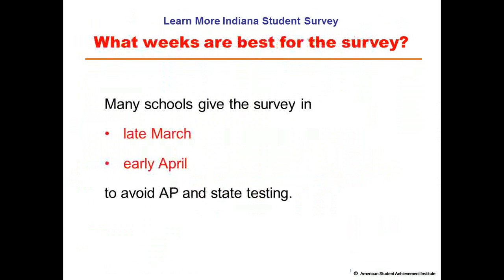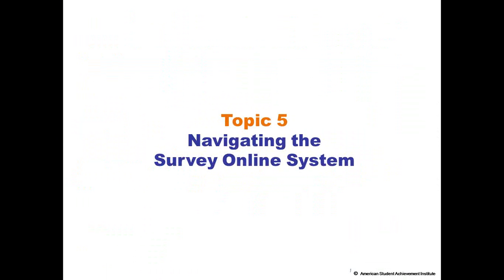So schools have told us that they think that the best time for giving the survey is in late March and then in early April, and especially in the high schools, they tell us that those two time periods tend to avoid the AP testing windows, and then also for all schools the state testing windows. So again, 3-month survey window, hopefully in that time you'd be able to find significant time to give that to all of your students.